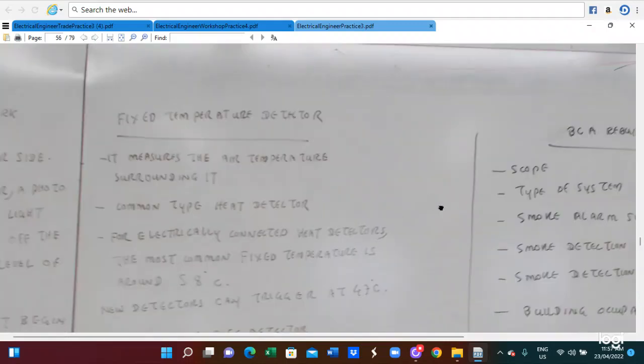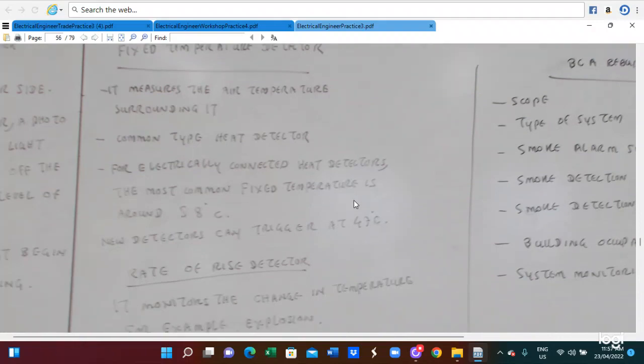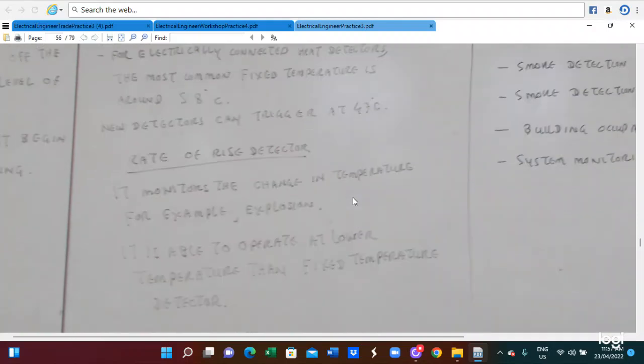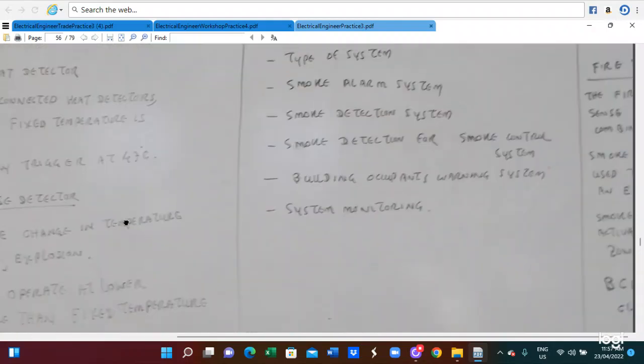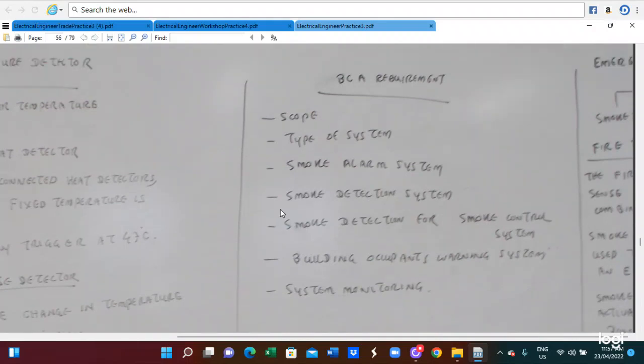We also utilize the fixed temperature detector. A fixed temperature detector is a specific heat detector. It measures the temperature around it, and this is the common type of heat detector system. Its operation is based on the temperature of the heat, so we have to use the appropriate system.